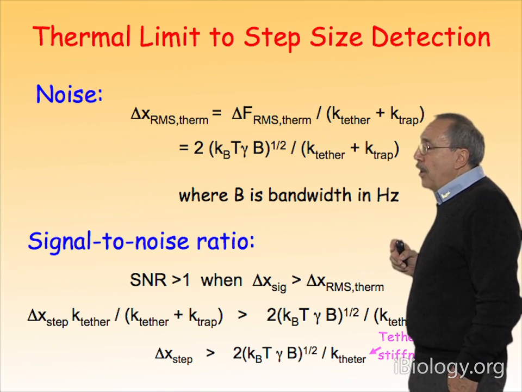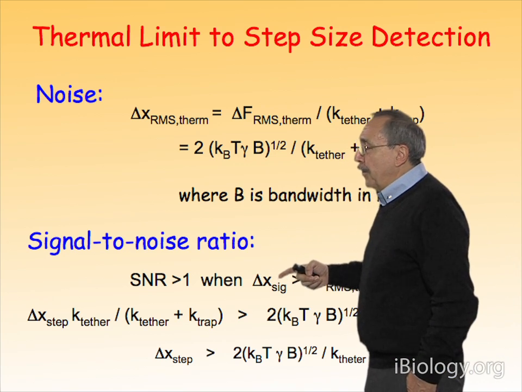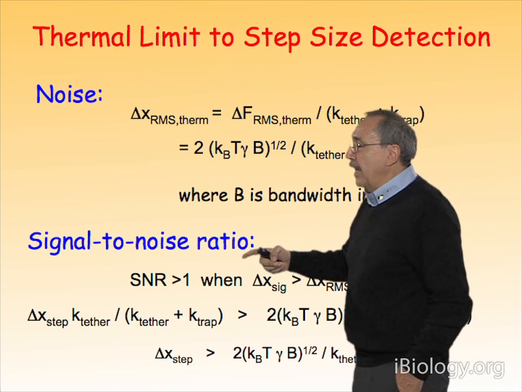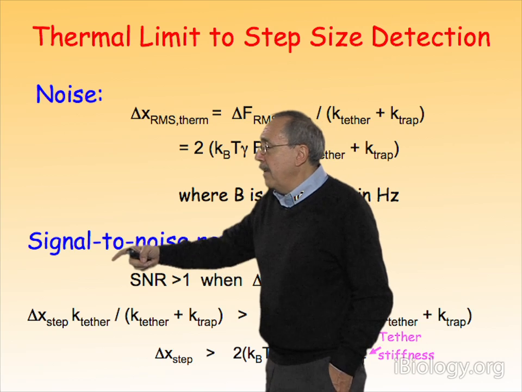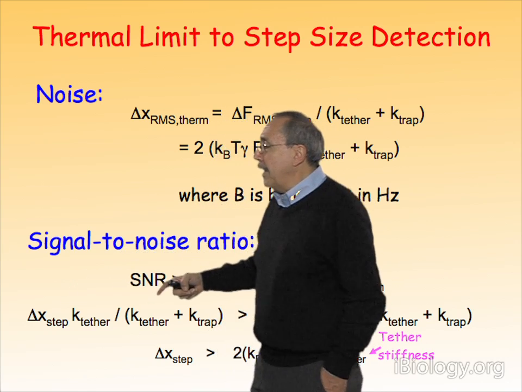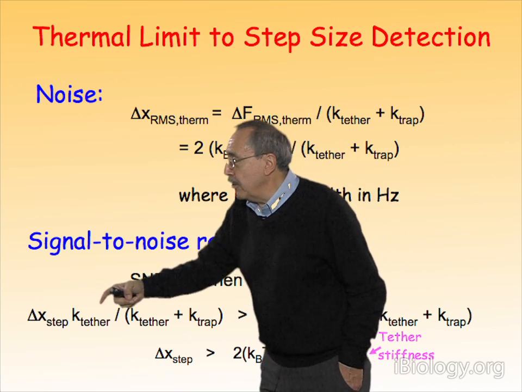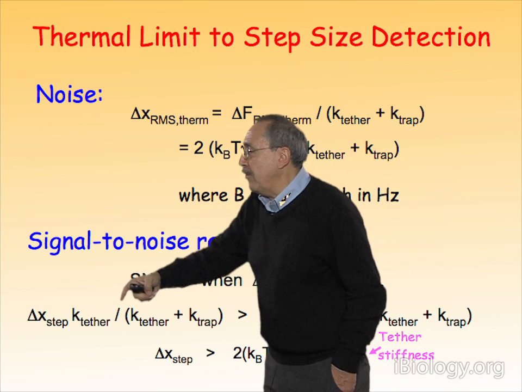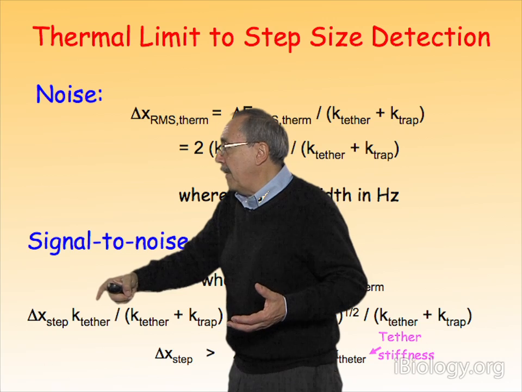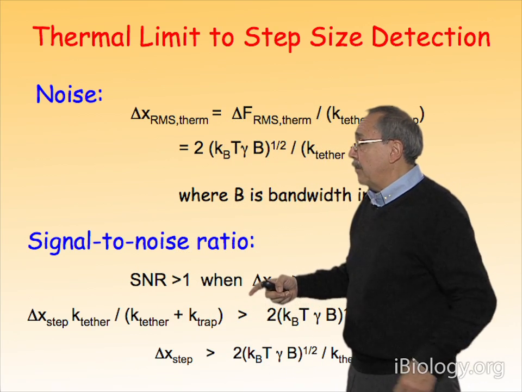So I know this quantity because we determined it before for the case of the little motor moving and pulling the string. Remember, you don't get the full delta x, the step, but you get delta x signal equal to delta x step multiplied by k tether divided by k tether plus k trap. Remember? I told you that this quantity usually is smaller than 1, so what you measure as a signal is the step of the motor multiplied by a quantity smaller than 1, so you end up actually losing some resolution in that experiment.